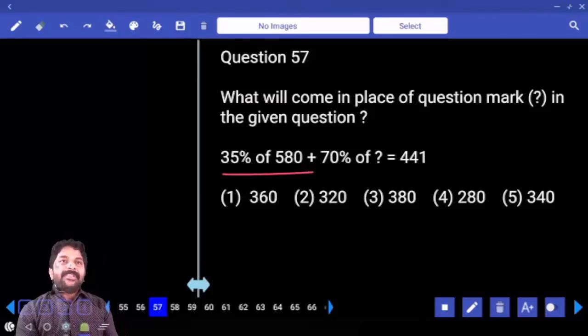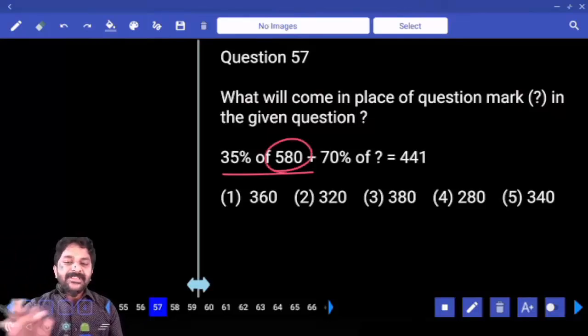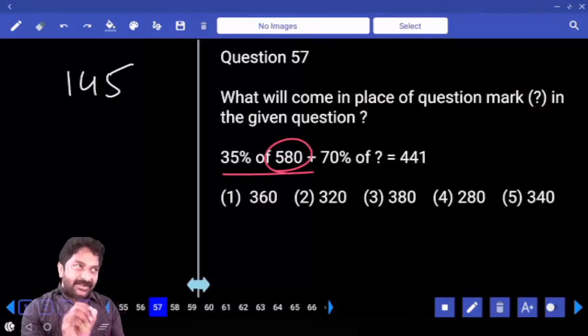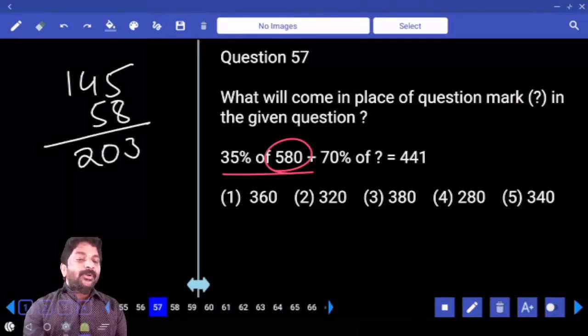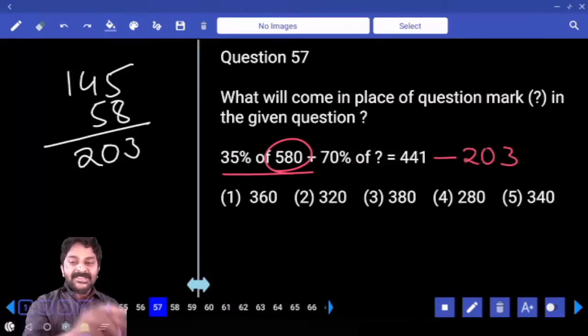35%. How do you get that? 25% plus 10%? 25%. Half? Again half. Correct. What is half of this fellow? 290. Again half. 145. So far it is 25% only. 10%. 58. How much is this value? 203. Correct. Take this fellow to right hand side. Becomes minus 203 only. How much is that?